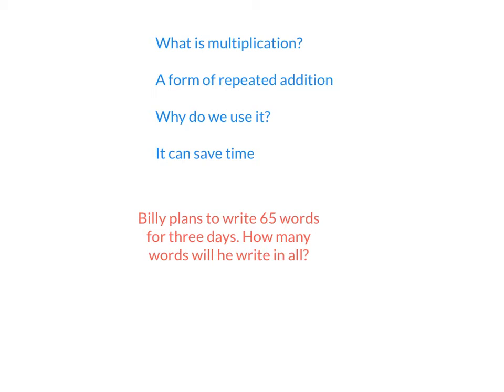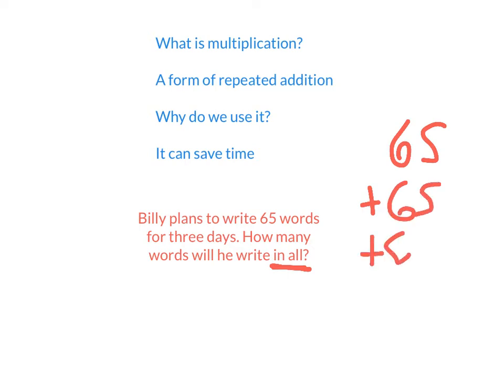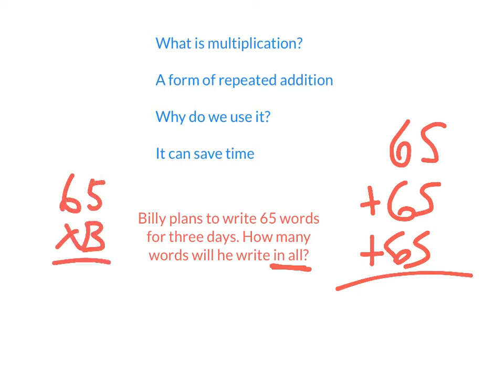Well, we know in all is generally a clue word for addition, so we theoretically could do 65 plus 65 plus 65, add that up, and that will get us an answer. But with multiplication, we realize that it's repeated addition, so we can just do 65 times 3, and that's a little bit easier than having to do that.